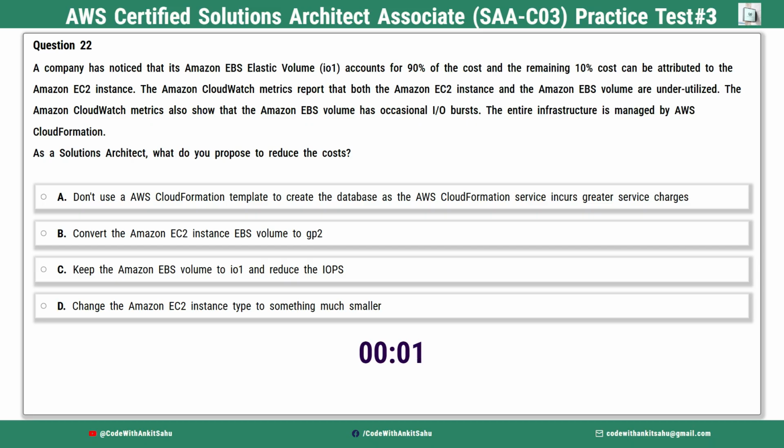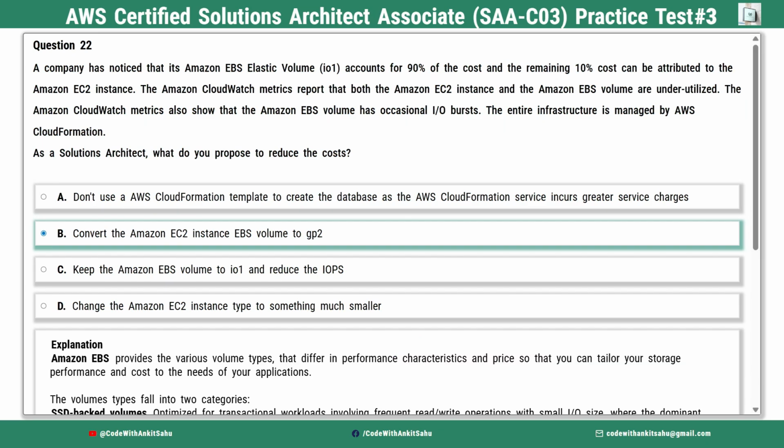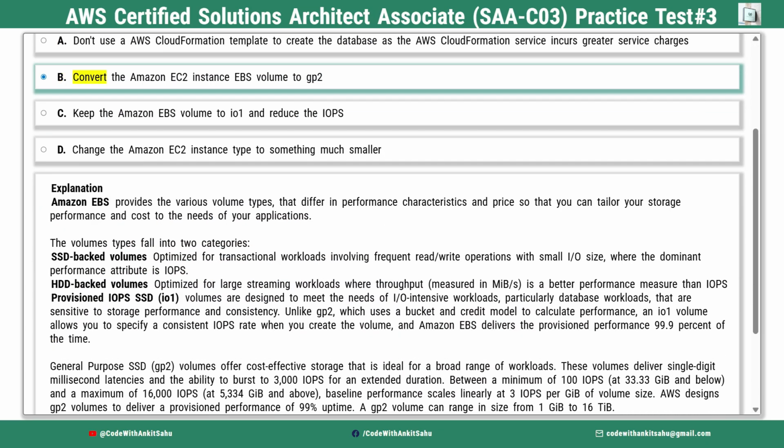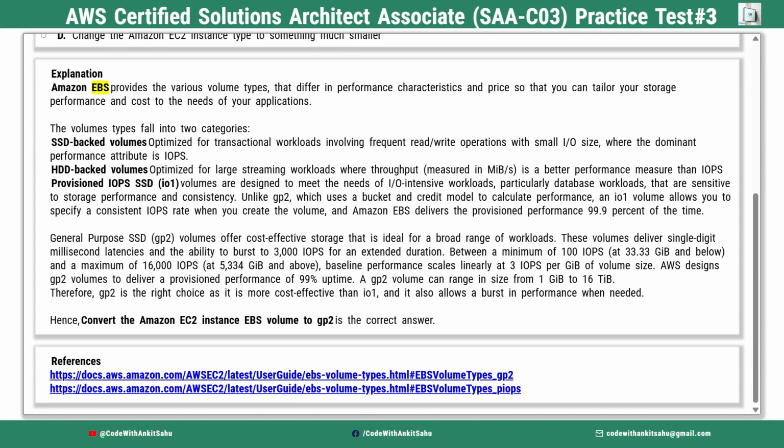Correct answer. Option B. Convert the Amazon EC2 instance EBS volume to GP2. Explanation: Amazon EBS provides various volume types that differ in performance characteristics and price so that you can tailor your storage performance and cost to the needs of your applications.